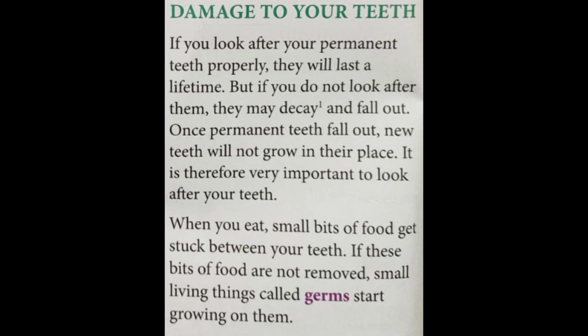When you eat, small bits of food get stuck between your teeth. If these bits of food are not removed, small living things called germs start growing on them. Now, germs produce substances called acids which harm the enamel. Small holes called cavities then form on the teeth. As germs continue to attack the teeth, the cavities become bigger and deeper. If a cavity reaches the pulp, the tooth starts hurting. Dental plaque is a layer of sticky colorless film of bacteria on the tooth.